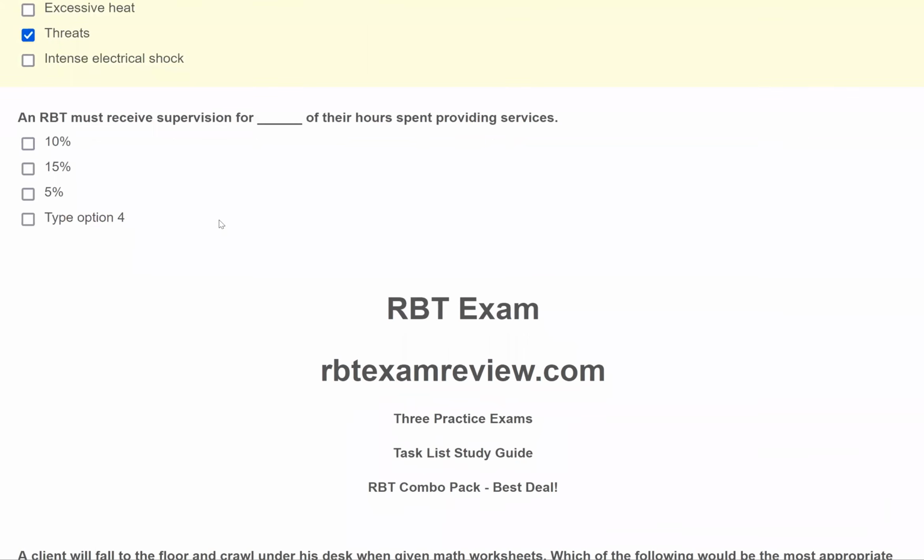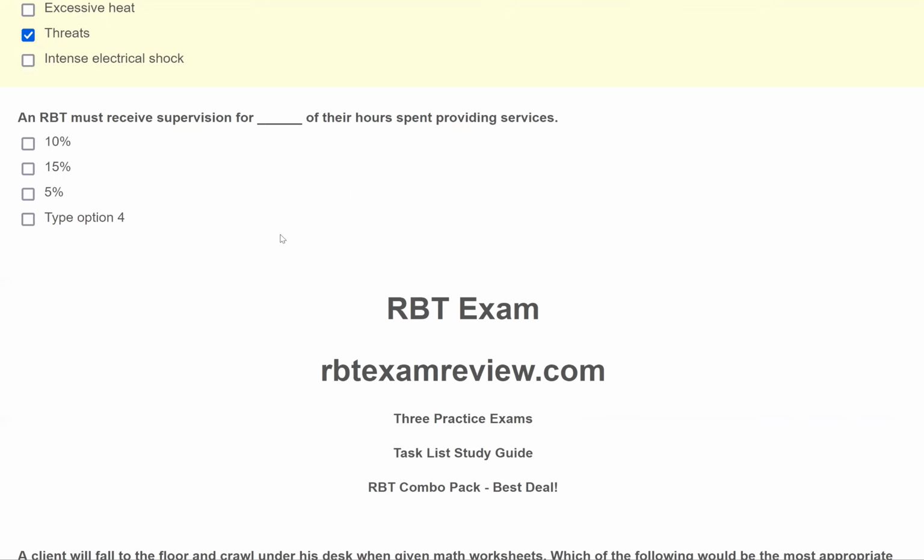And then finally, an RBT must receive supervision for blank of their hours spent providing services. You have to be aware of supervision. It's the RBT's responsibility to maintain supervision. The board is cracking down on supervision now more than ever, so you have to know this. It's your responsibility. Now, we have 10, 15, and 5%, and then option 4, which is clearly not the answer. This is a rote question.